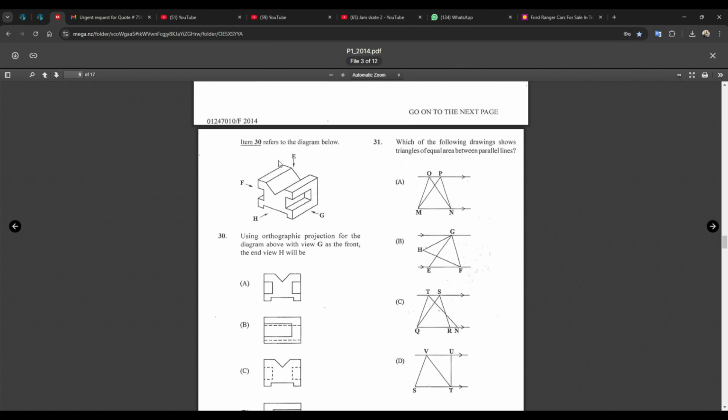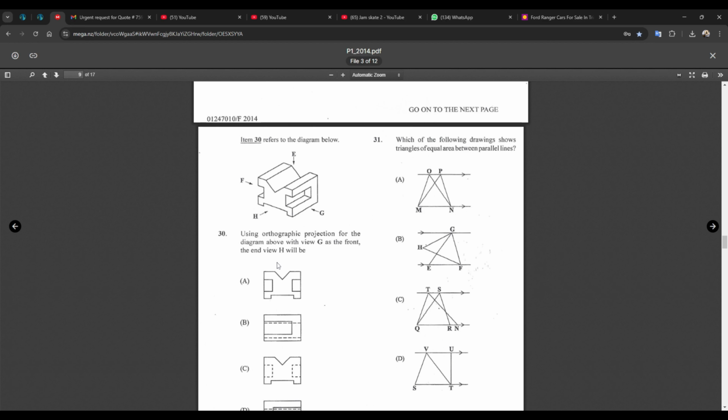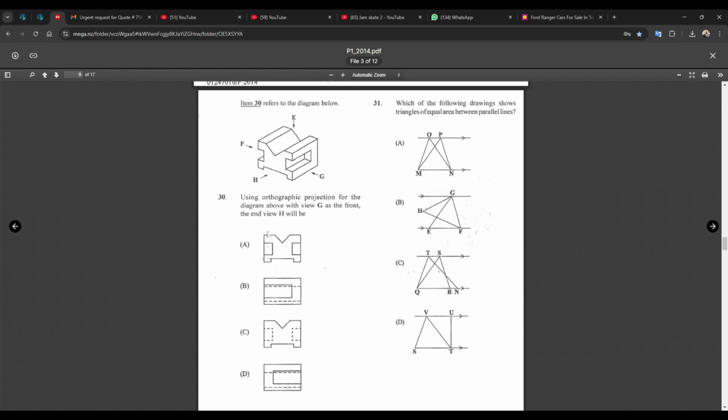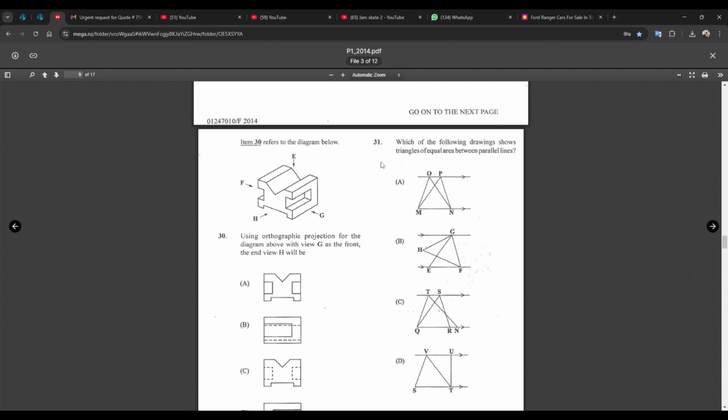Number 30. So we have this diagram here. Using orthographic projection for the diagram above with the view G as front, so this is the front, the end view H will be, will it be A, B, C, or D? A is definitely the answer. All right, so number 30, A.